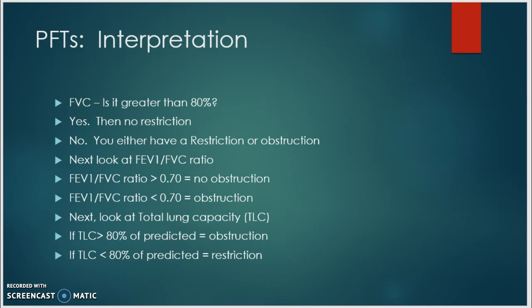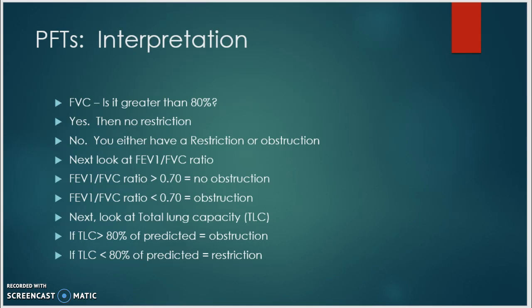Next, you want to look at the total lung capacity. This is an important number. This again is based on all of that information we looked at previously. If your total lung capacity is greater than 80% of the predicted, then you're looking at an obstruction. If your total lung capacity is less than 80% of what is predicted for your patient, you're actually looking at a restrictive airway disease.